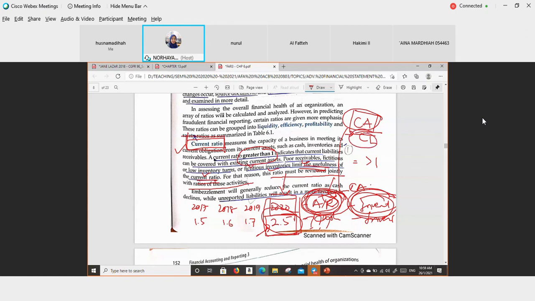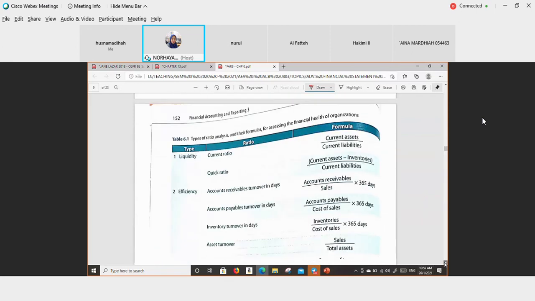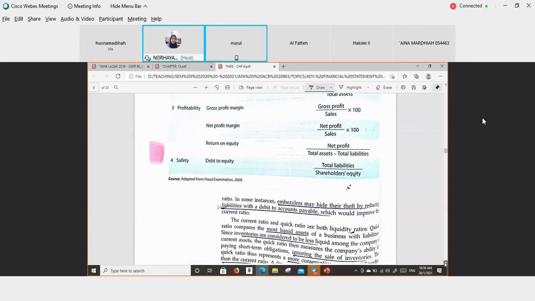Katakanlah tiba-tiba dia punya current ratio tinggi, dia akan check, dia akan zoom. Apa consist in current liability? Ada mungkin liability yang tak record ke. If there is unrecorded current liability, that will lead to higher current ratio, isn't it? Macam itulah. Itu yang kata manage the earnings. Okay, this is the formula.